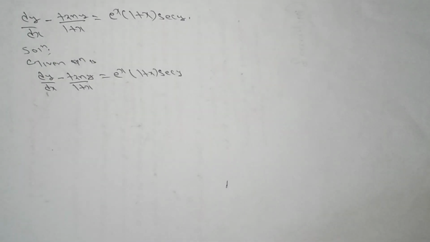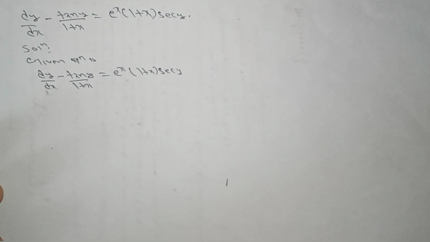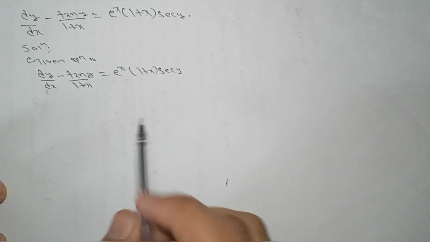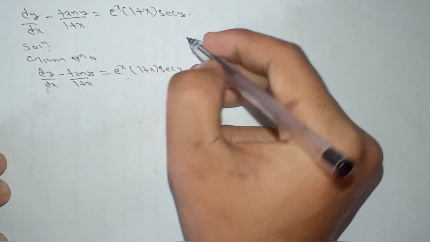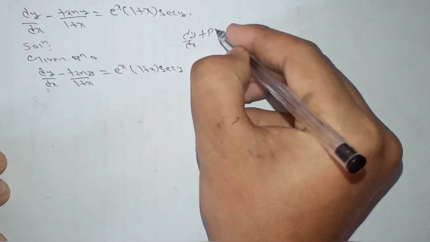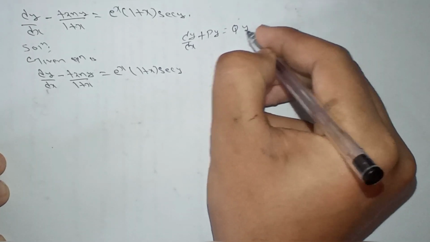Welcome to my channel. So here is the question of Bernoulli's differential equation: dy by dx minus tan y by 1 plus x is equal to e power of x into 1 plus x into sec y. For this, as you know, the Bernoulli's differential equation formula is dy by dx plus Py is equal to Q y power of n.